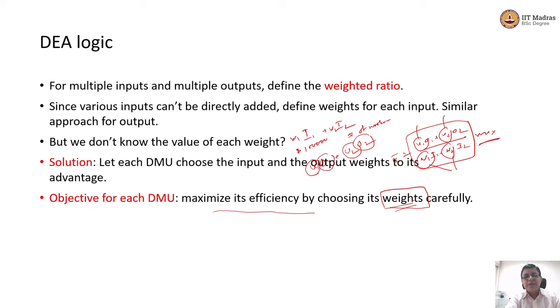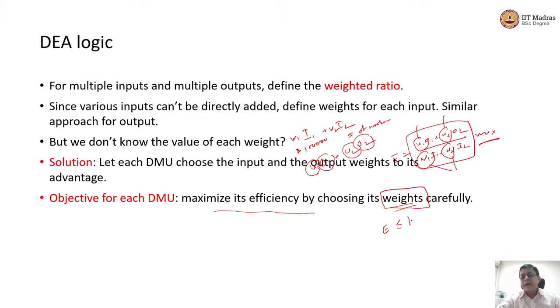What should be the constraint on this optimization problem? We have formulated the objective of this optimization problem. What should be the constraints on this problem? Obviously, in general, it is very common to say that efficiency can only be one or less, right? Efficiency in general cannot be more than one. So in general, we are saying that your weights should be such that nobody gets an efficiency more than one, right?